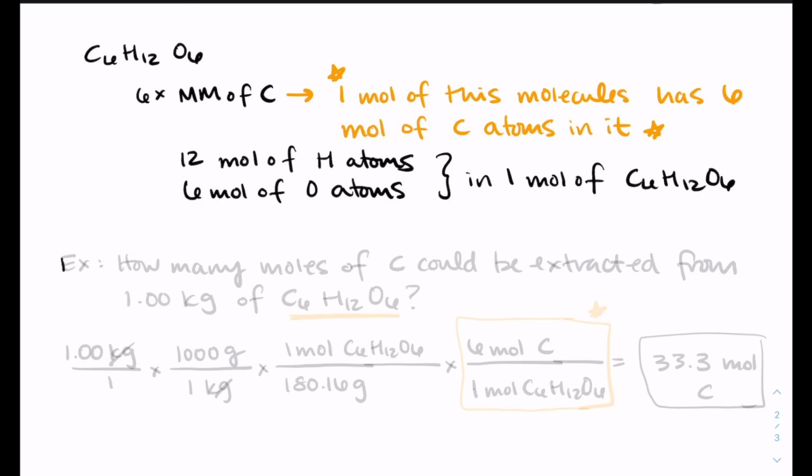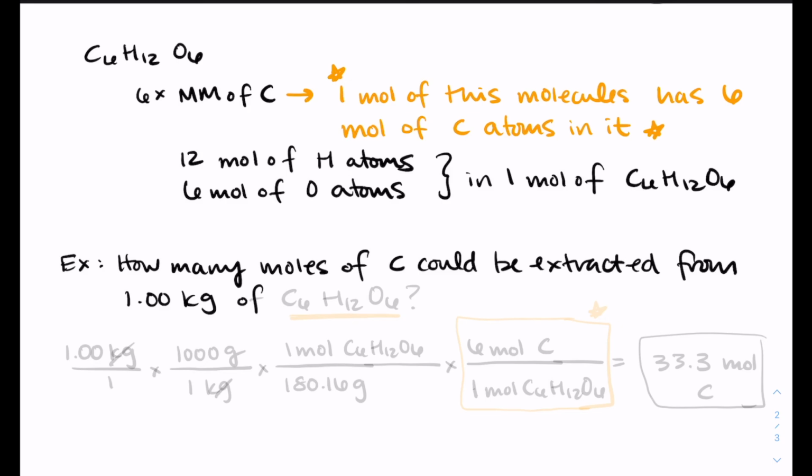So this question says, how many moles of carbon could be extracted from 1 kilogram of C6H12O6? The reason that we just looked explicitly at those subscripts and what it means in terms of moles is because we're going to need it to solve this problem. So I've set this up like a unit conversion. You could set this up in any way that makes sense to you. But here's what I know. I know how many kilograms of C6H12O6 I have. I want to get to moles of carbon.